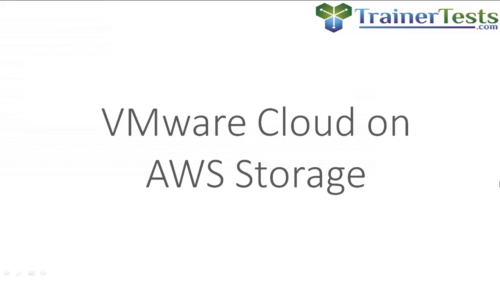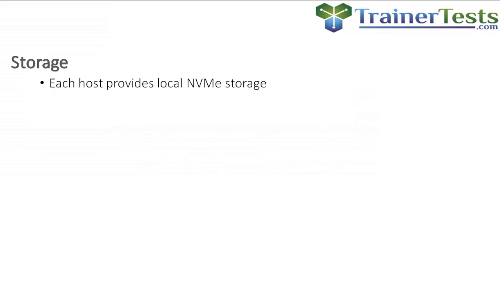In this video, I'll introduce you to VMware Cloud on AWS storage. With VMware Cloud on AWS, the underlying storage mechanism that we're using is virtual SAN, or vSAN. And vSAN is going to leverage local flash storage on your ESXi hosts.